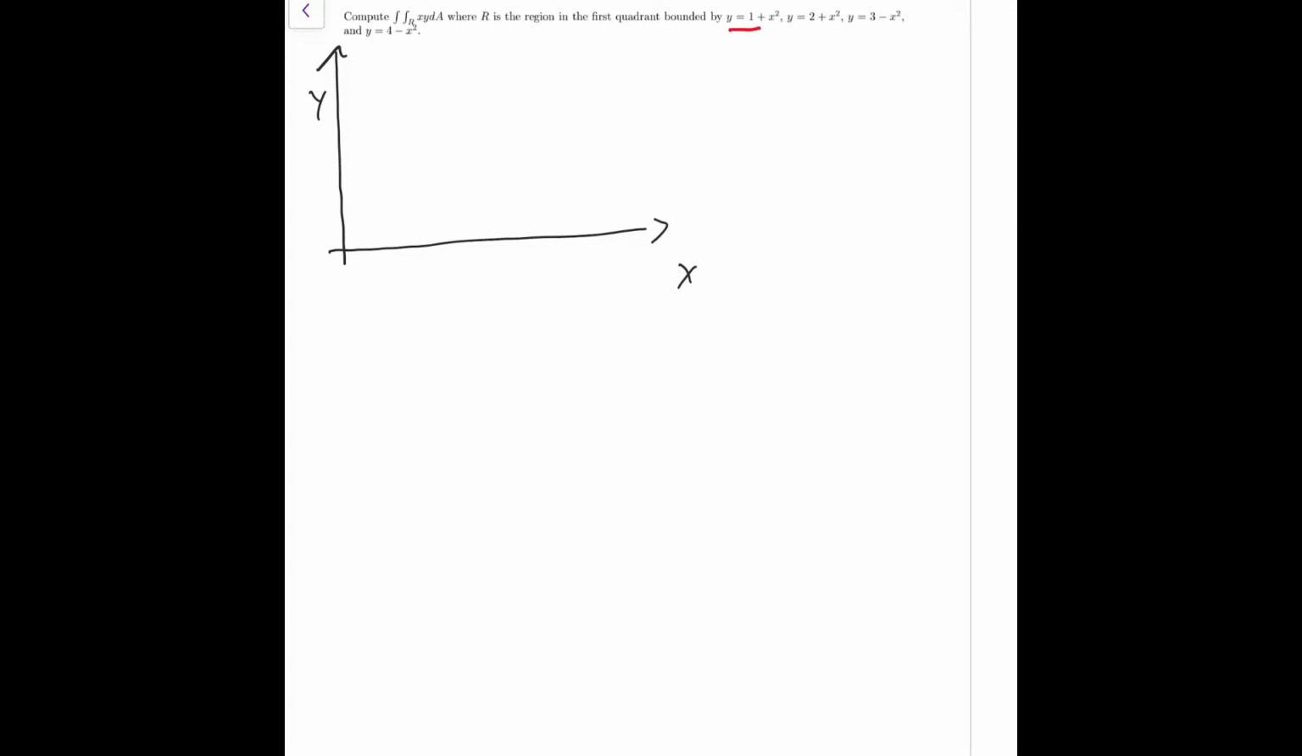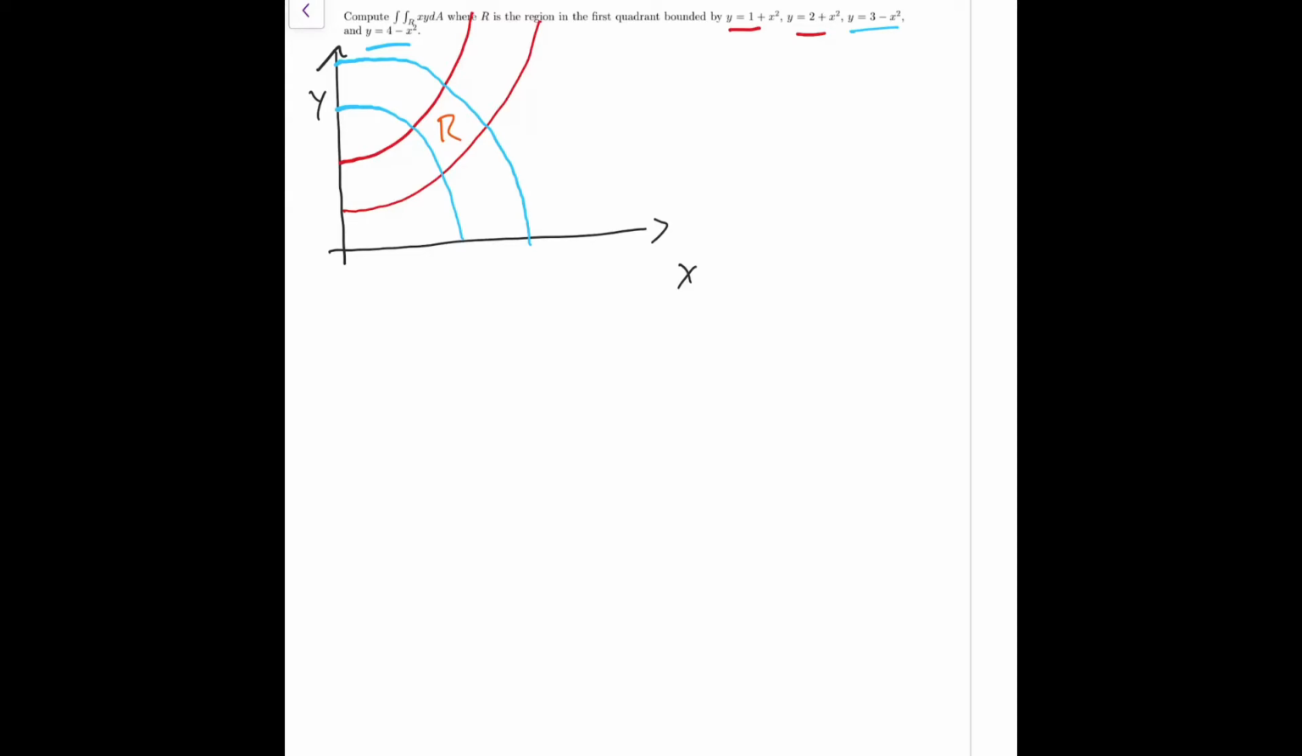So these two curves I'm going to graph in red. We have 1 plus x squared, which looks something like this, and 2 plus x squared looks something like this. And then the other ones I'm going to write in blue. So 3 minus x squared looks like this, and then 4 minus x squared looks like this. Okay, so the region that we are interested in integrating over is this region right here.